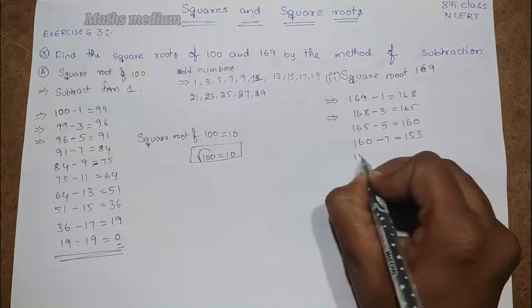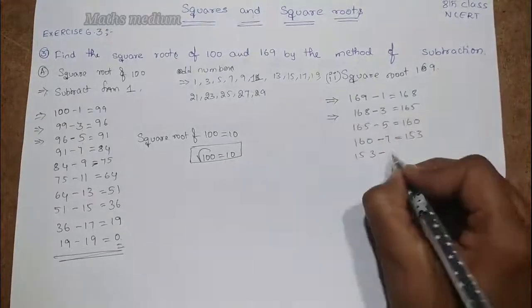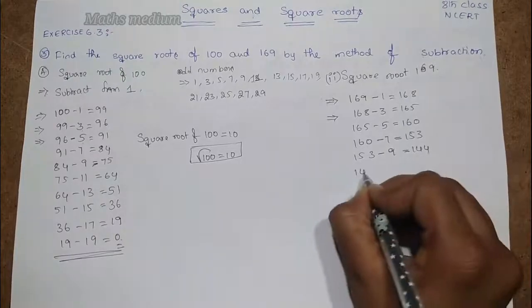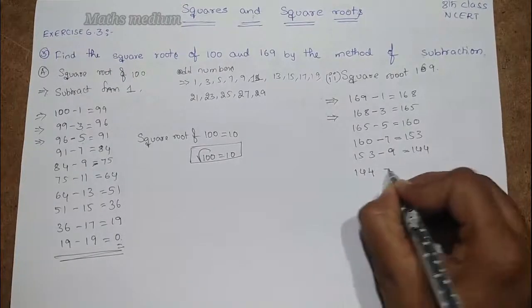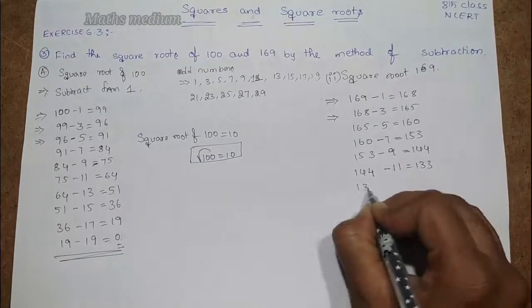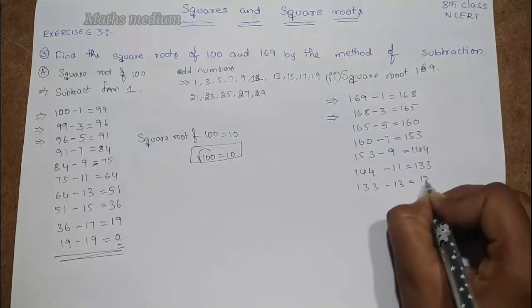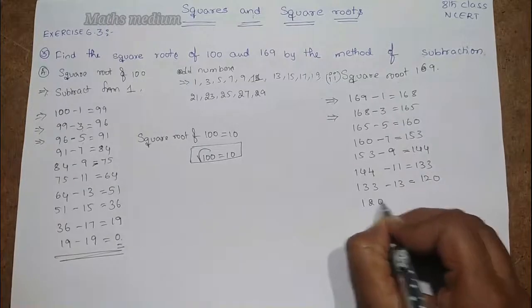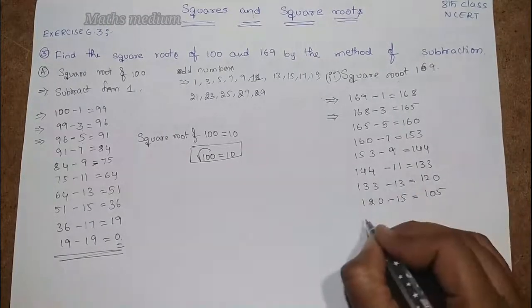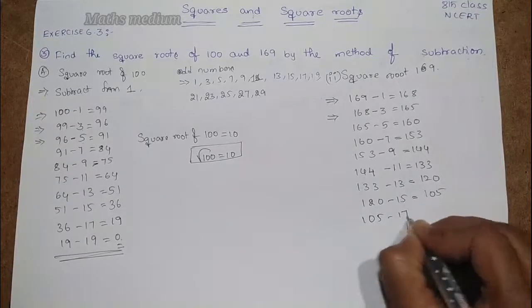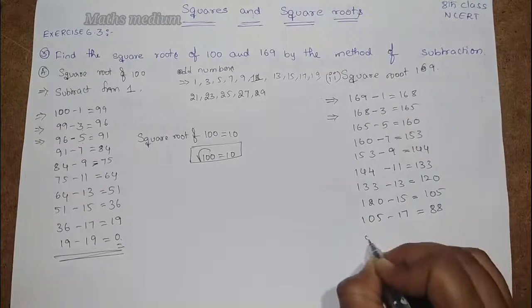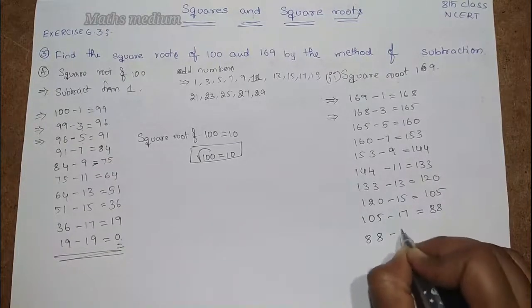153 minus 9, we get 144. 144 minus 11 is equal to 133. 133 minus 13, 120. 120 minus 15, we get 105. 105 minus 17, we get 88. 88 minus 19.